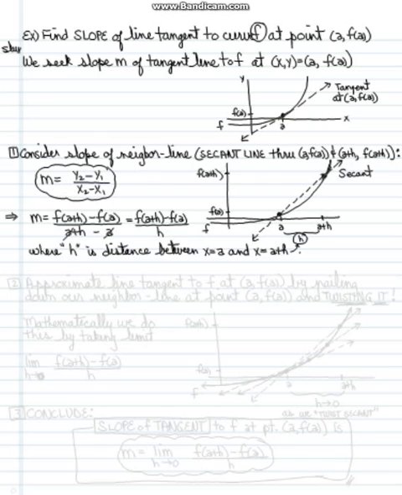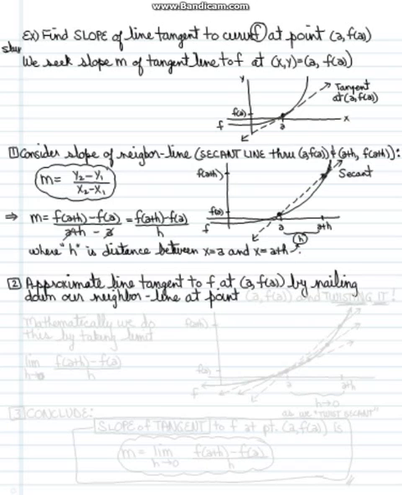Okay, step two, we are going to approximate the tangent line, the line that's tangent to the function f at the ordered pair x, y equals a, f of a. And we're going to do that by nailing down the secant line. We're going to nail it down at that single point we want the line to pass through. That is the ordered pair x, y equals a, f of a. And we're going to twist that secant line so that is the only point that it passes through. How do we do that?